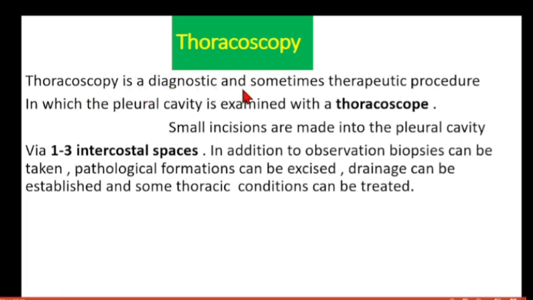Thoracoscopy is a diagnostic and sometimes therapeutic procedure in which the pleural cavity is examined with a thoracoscope. Small incisions are made into the pleural cavity via 1 to 3 intercostal spaces. In addition to observation, biopsies can be taken. Pathological formations can be excised, drainage can be established, and some thoracic conditions can be treated.